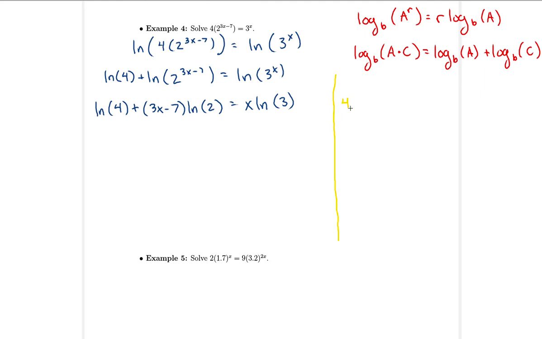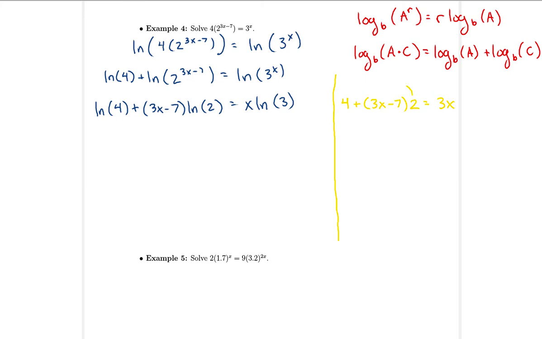So let's suppose that your equation was this: 4 plus 3x minus 7. And instead of natural log of 2, let's just say there's a 2 out here. And x times, well, I'm going to put the 3 first, 3 times x. Very similar to what I have, but I took away all the natural logs. And if you ask yourself, okay, what would I do next in this problem?